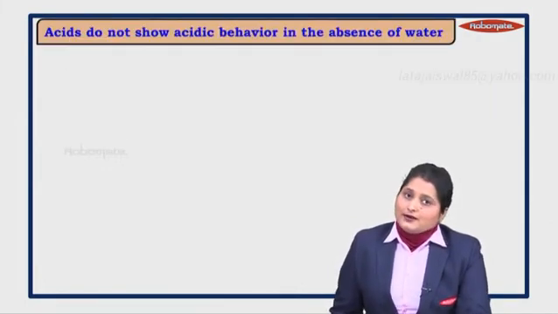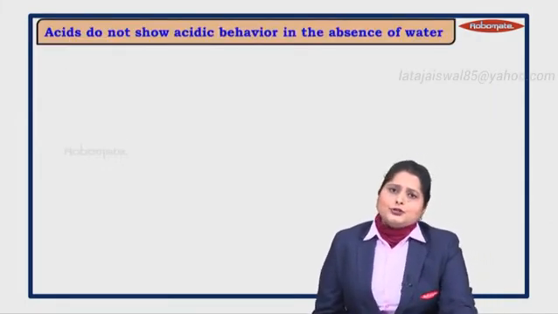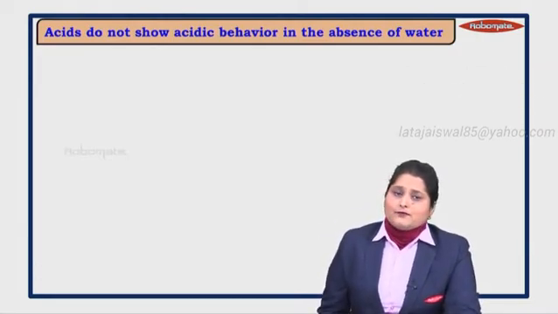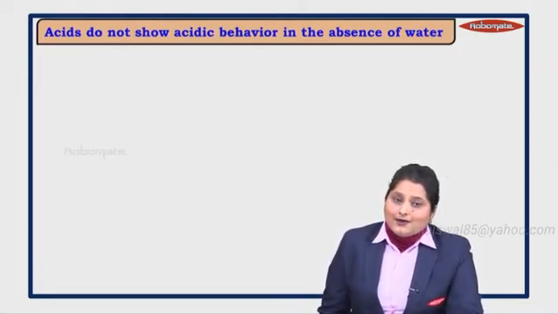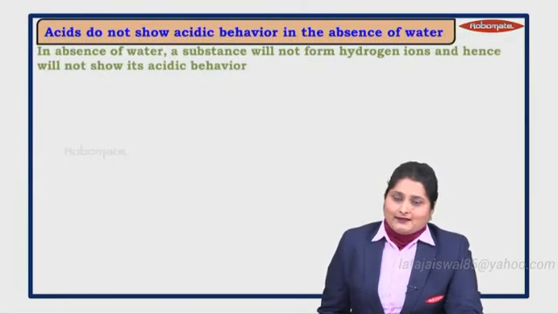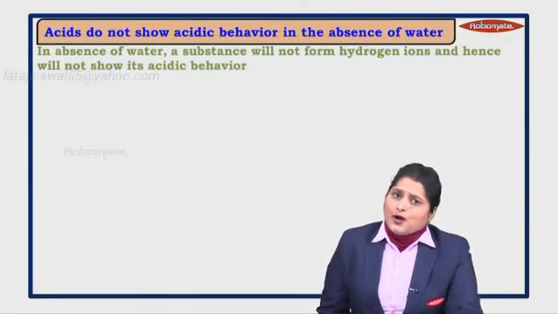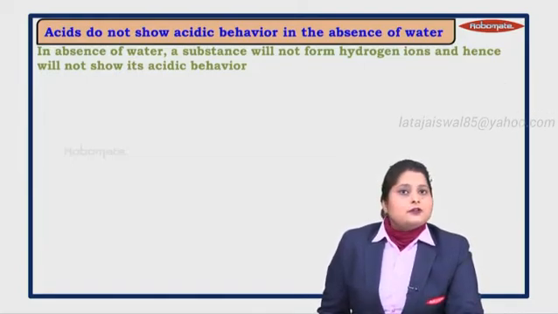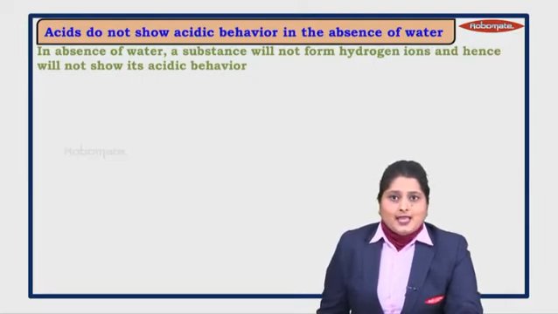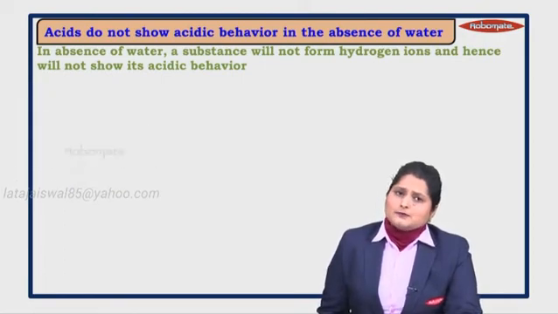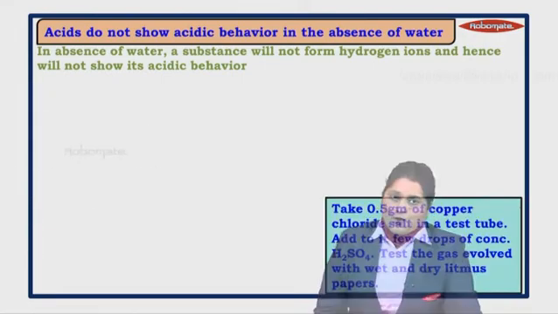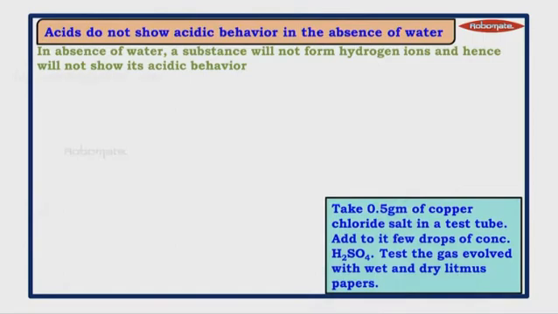What is that? So here we are going to study that acids do not show acidic behavior in absence of water. How? Let's understand. Before we go ahead with the practical, let's understand something very, very important: in absence of water, a substance will not form hydrogen ions and hence will not show its acidic behavior. We are proving this statement by performing a small experiment. What is that and what do we need to do?